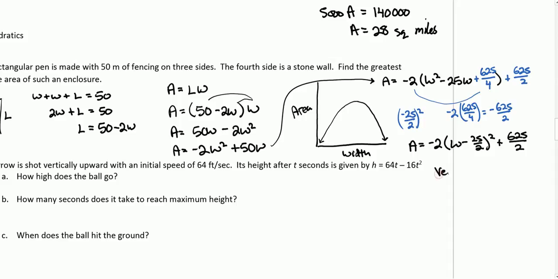So our vertex is 25 over 2 comma 625 over 2. The first number stands for our width, the second number stands for our maximum area given that width. So it said find the greatest area, 625 over 2, which we can write as a decimal, 312.5 square meters.